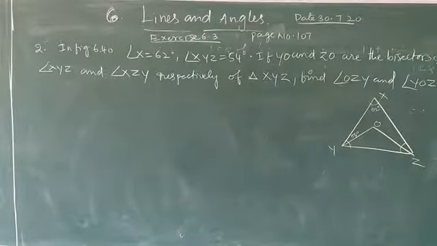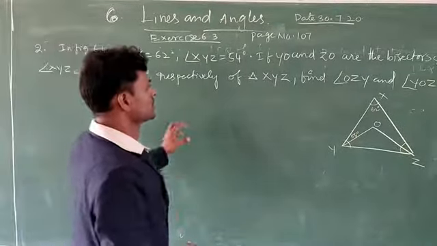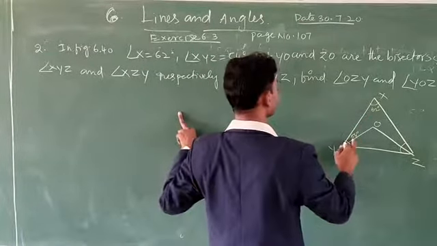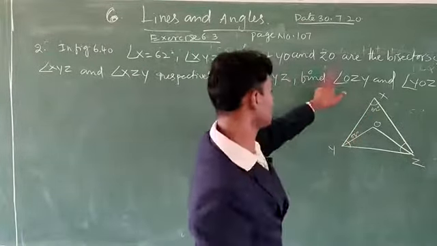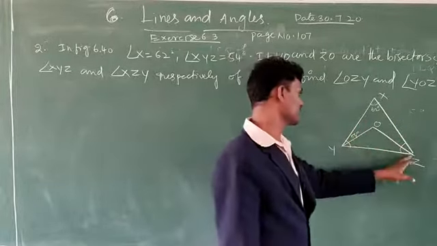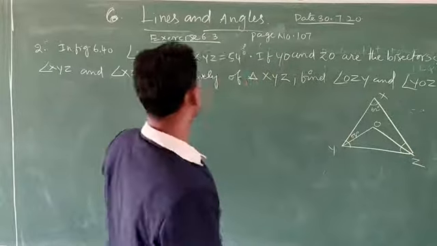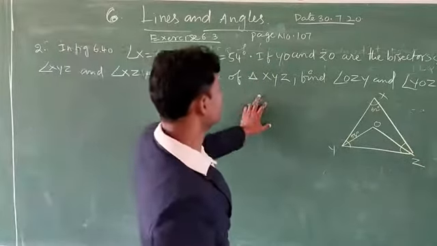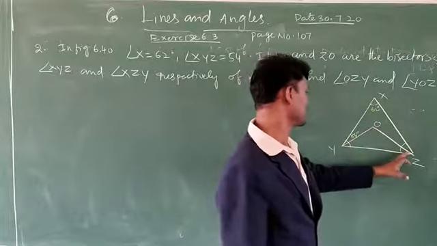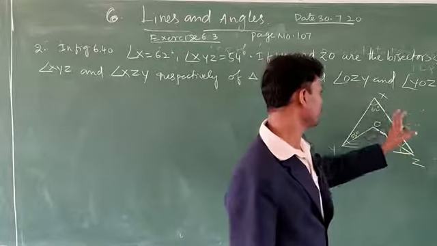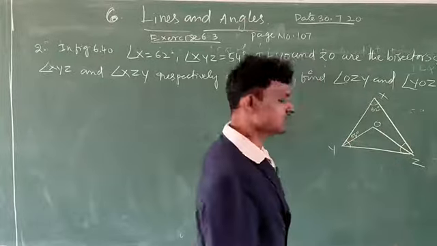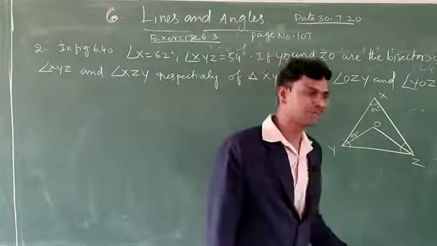Okay, next, second problem. Angle X is equal to 62 degrees. Angle XYZ is equal to 54 degrees. YO and ZO are the bisectors of angles XYZ and XZY. Then we have to find the value of angle OZY and angle YOZ. These two angles you have to find. This is also very easy. Without using pen and paper, we can tell the answer.